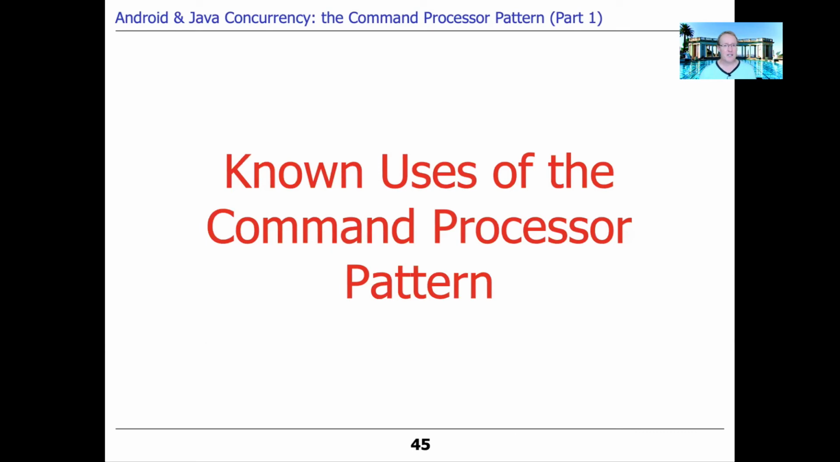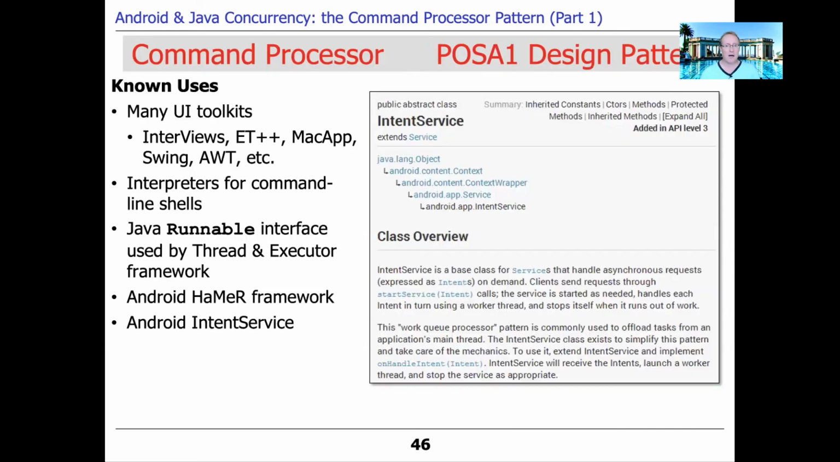Let's briefly summarize some of the common known uses of the command processor pattern. This is a very, very common pattern. A lot of user interface toolkits use the command variant of this. They don't necessarily run computations in a background thread in some of the earlier user interfaces, but the modern ones do, like Android or Swing and so on. You also see things like the Java Runnable interface that's used by Java's threading and executor framework being very commonly used to execute commands using the command processor pattern.